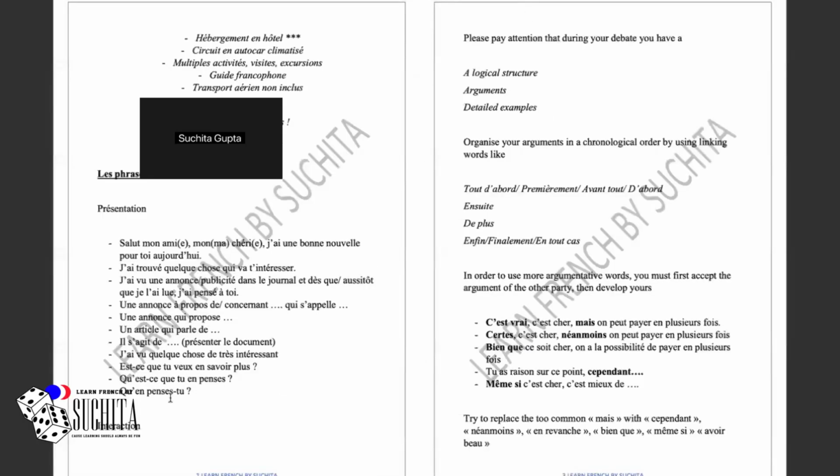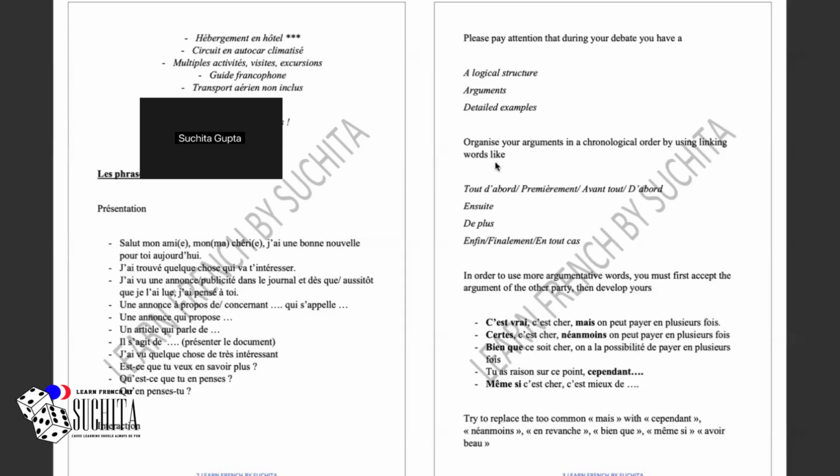Okay. Now, interaction. Please pay attention that your debate is kind of a debate only because the examiner is going to come up with a problem and you have to come up with the solution. Please pay attention that during the debate, you have a logical structure. You have logical arguments. You don't digress and you quote them with examples. Here you have to speak at length.